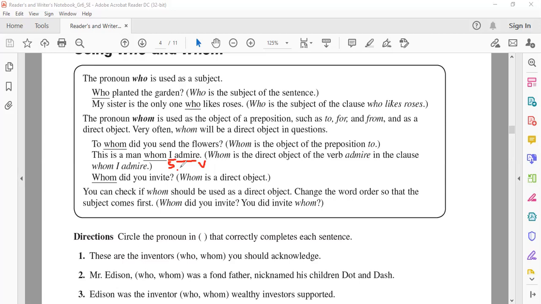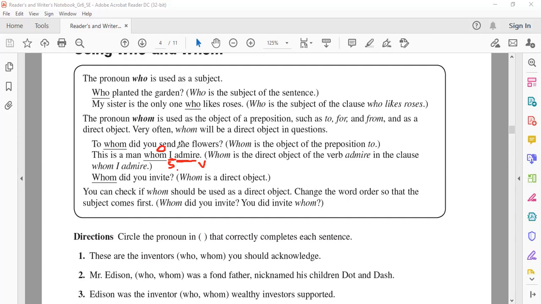I didn't mention his name. So "whom" here will be the object. How would I know to put whom? You will always find a subject and a verb, but you don't know who is the person after it. I admire whom, I don't know. Then that's why you will put whom right here as an object.